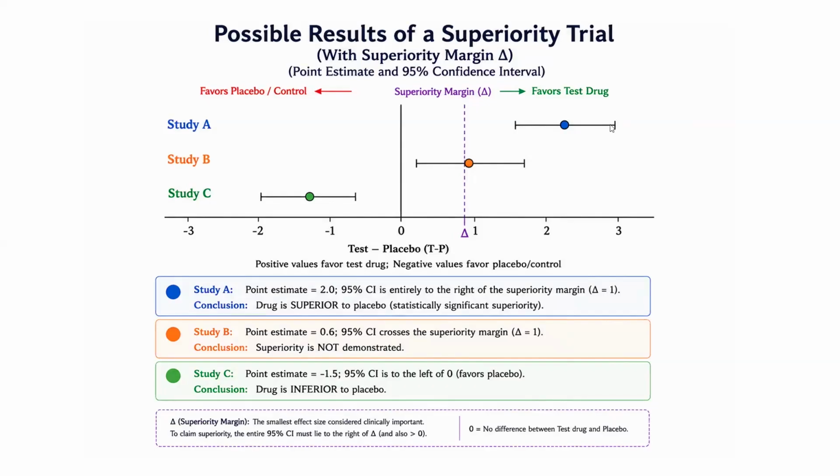So if the 95% confidence interval is not crossing the superiority margin, here, it is not crossing, and this side favors the test drug, then we can say this drug is superior. This test drug is favored. Now in study B, the 95% confidence interval is crossing this delta, that is the superiority margin.